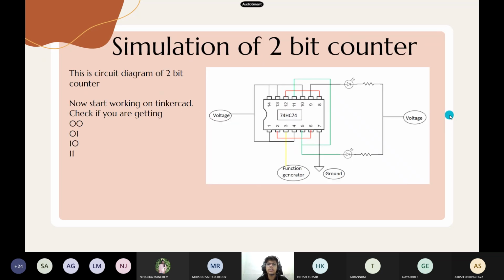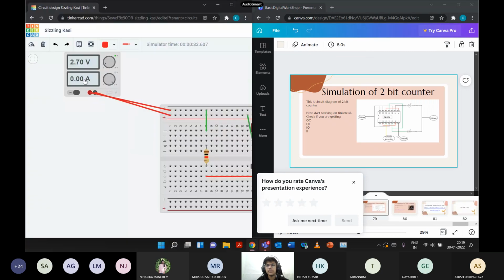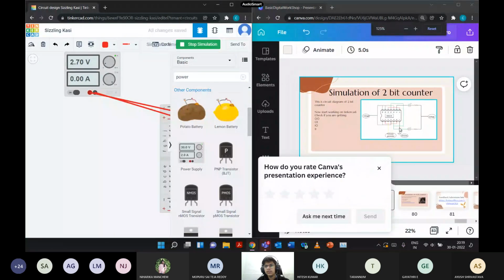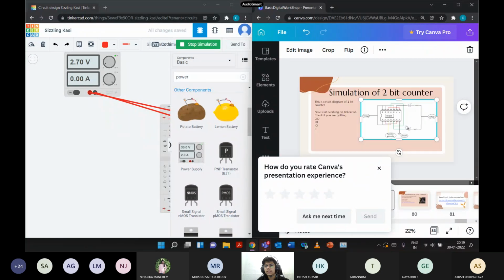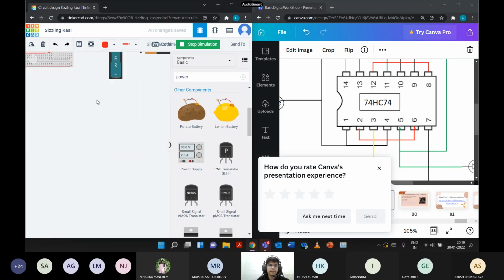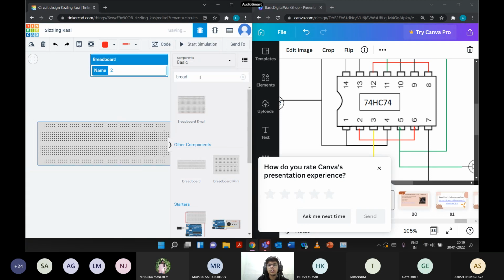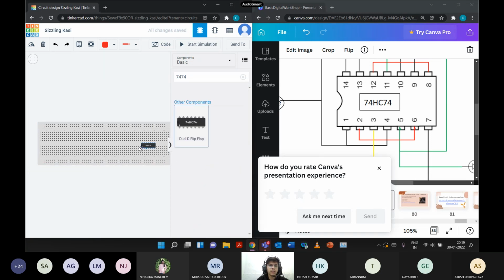So now we are going to make a 2-bit counter on Tinkercad. Open your Tinkercad. This is the circuit available. Let's make it together. I'll just split my screen so that we can use both of them. Now you can see. Let's take a breadboard first. I'll take a larger one. And we'll need a 74HC. It's a dual D flip-flop.